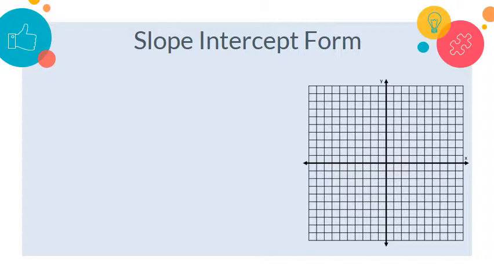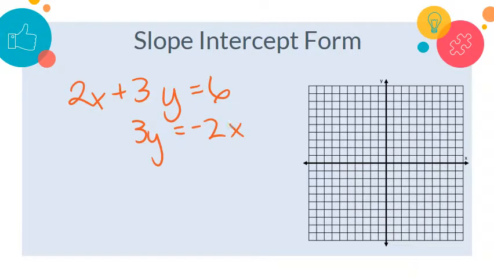All right, graphing from slope-intercept form. Okay, so again, if I asked you to graph this same line, I need to isolate the y first, so I'm going to subtract 2x from both sides. I'm going to divide everything by 3.